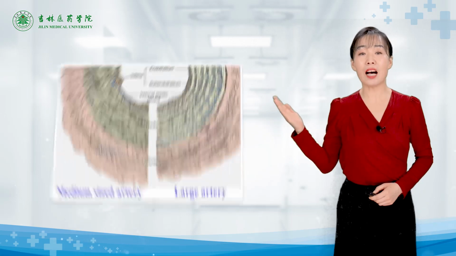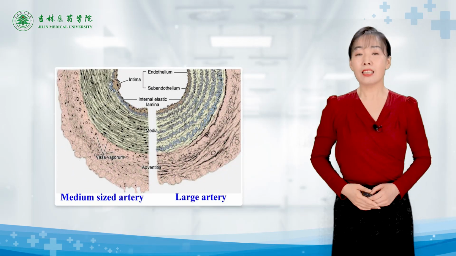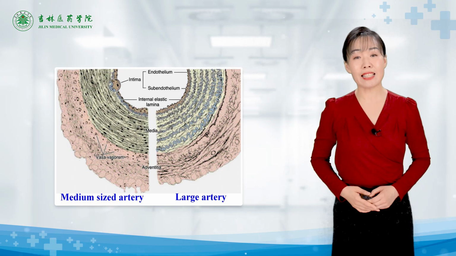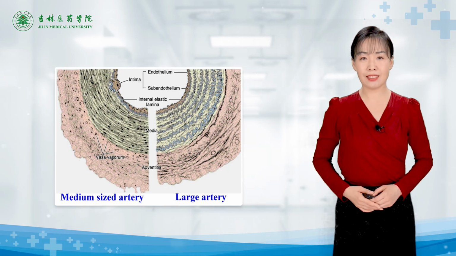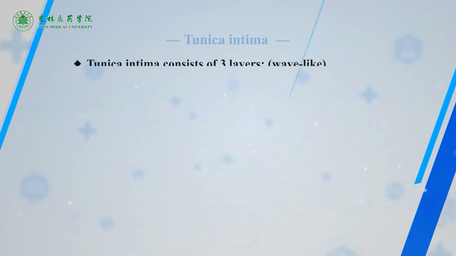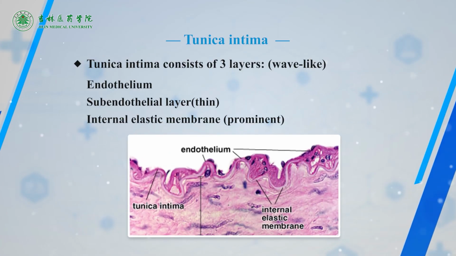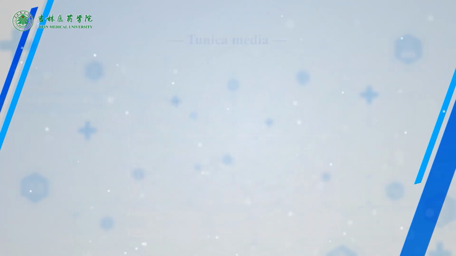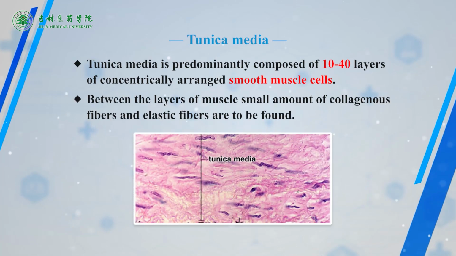The left is the medium-sized artery. The tunica media is as thick as the tunica adventitia. Tunica intima. We can see a wave-like layer, internal elastic membrane. It is very prominent. Tunica media is composed of 10 to 40 layers of concentrically arranged smooth muscle cells. So, medium-sized artery is also called muscular artery.